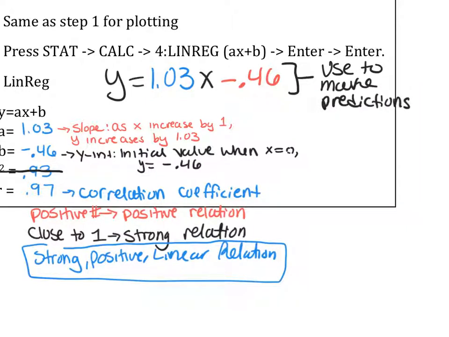So if I said if x is equal to 4, make a prediction as to what y would be, all you would do is plug in 4 for x and then evaluate. So 1.03 times 4 minus 0.46. If I said if y is equal to 42, predict what x would equal, you would plug in 42 for y and then solve for x. So this equation is used to make predictions.